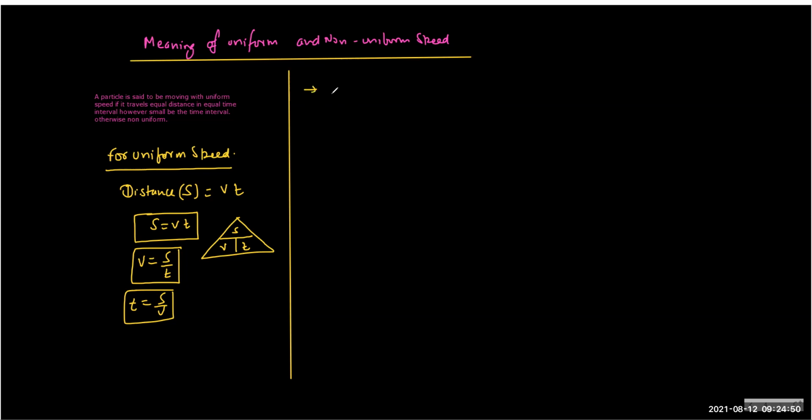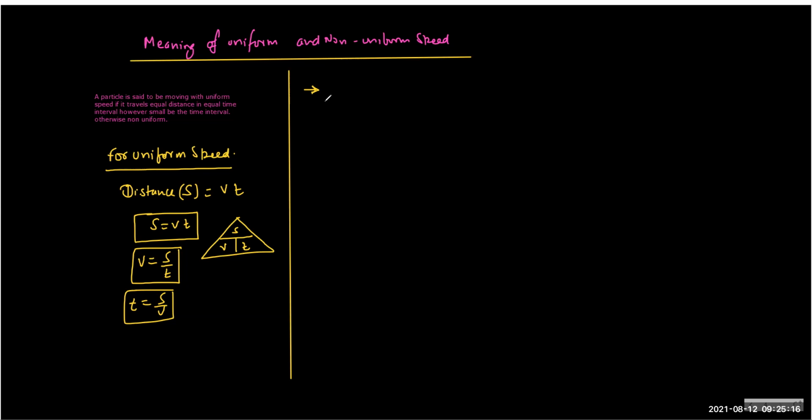If speed is uniform, can we say acceleration is zero? Yes, sir. So how many of you think that if speed is uniform, acceleration must be zero? It can be zero, but no, it cannot be zero. So we can't say zero.